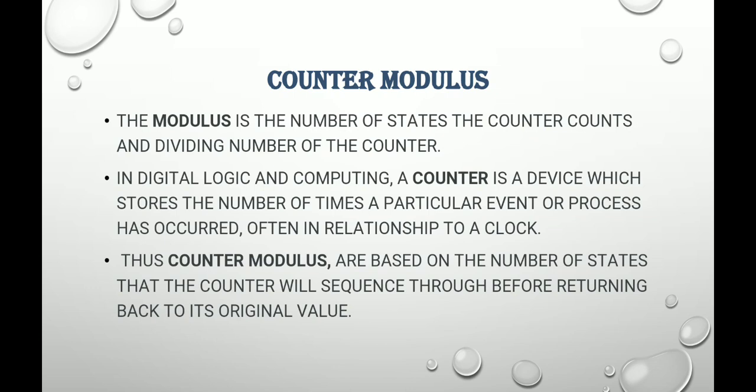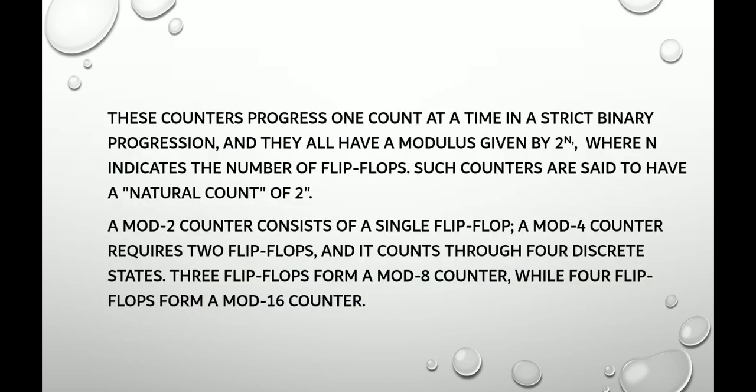As we know, asynchronous, that is ripple counters, and two different types of synchronous, that is parallel counters, all have the ability to operate in either a count up or count down mode. All of these counters progress one count at a time in a strict binary progression, and they all have a modulus given by 2 to the power n, where n indicates the number of flip-flops. Such counters are said to have a natural count of 2 to the power n.